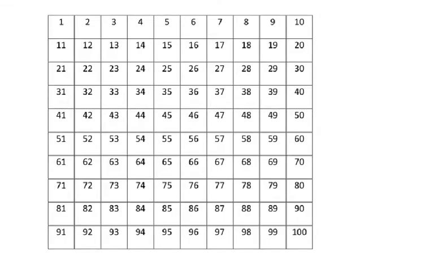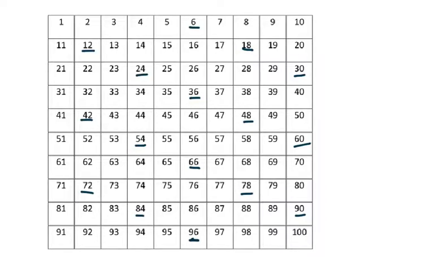Okay, so part A says underline the multiples of 6. When a number is multiplied by 6, what are the possible values for the ones digits? So let's go ahead and underline the multiples of 6. And so I have 6, 12, 18, 24, 30, 36, 42, 48, 54, 60, 66, 72, 78, 84, 90, and 96. Okay, so those are the multiples of 6 there.